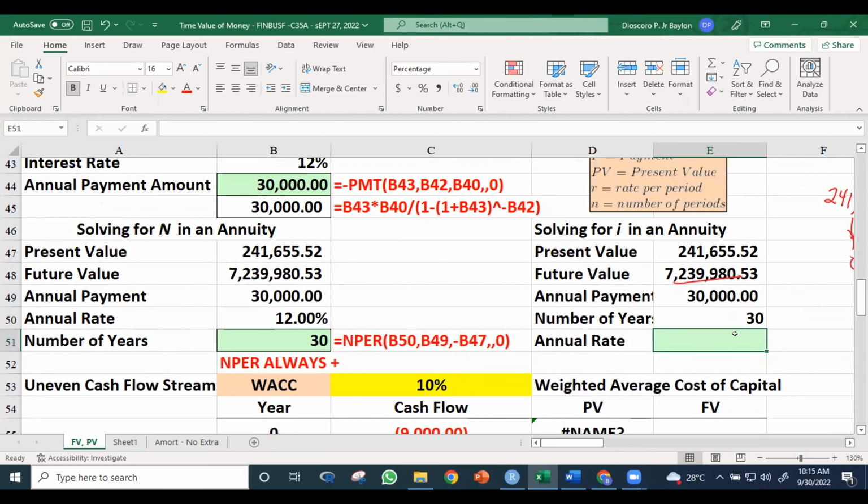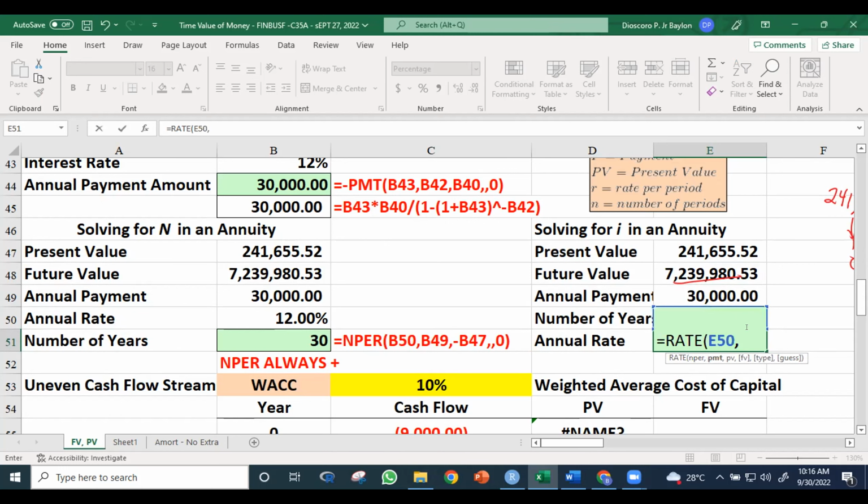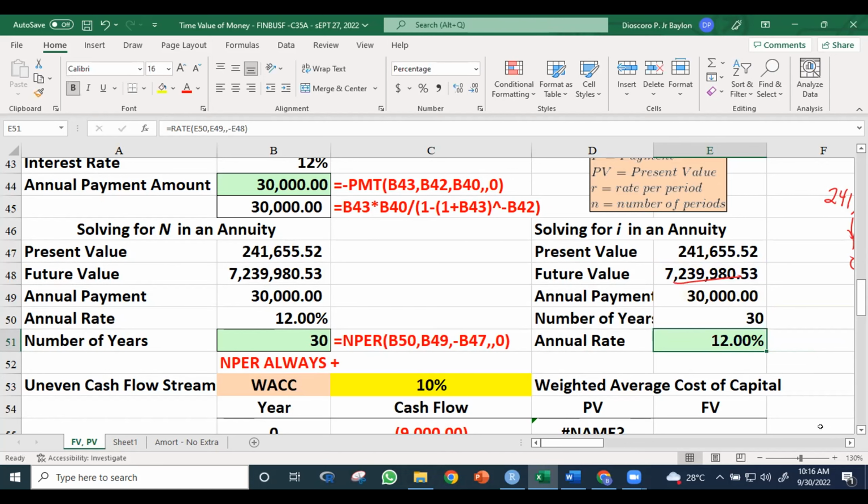Okay, so here, let me also indicate my answer is equal to rate. Just like NPER, you do not put any negative in the rate. So for NPER and for rate, no negative. For PMT, PV, and FV, it's okay. And notice for the rate, you have the guess here. This is used if there can be two possible rates. I'll give an example. NPER is 30, comma, PMT is 30,000, and we use a future value, negative of this one. Since this is assumed to be an ordinary annuity, we just ignore the type at the end and we'll get 12%.